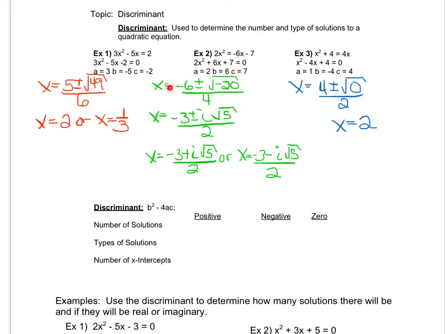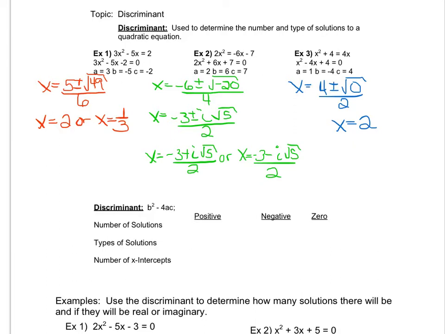On example 2, same thing. I simplified my quadratic formula after putting a, b, and c in. Simplifying it further, I got an answer of -3 plus or minus i times the square root of 5 over 2. Notice that's the same thing as saying I get two solutions, one being -3 plus i square root of 5 over 2, the other being -3 minus i square root of 5 over 2. So in the first example, I got two solutions, both of which were real numbers. In the second problem, I got two solutions, both of which were complex or imaginary numbers.